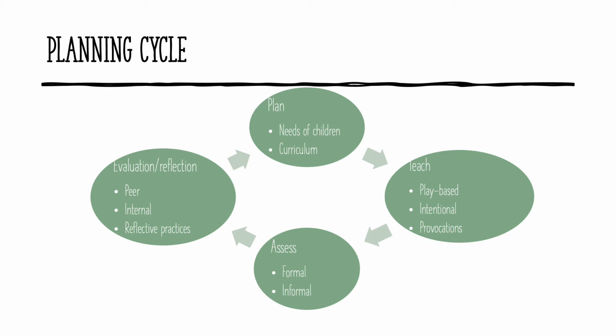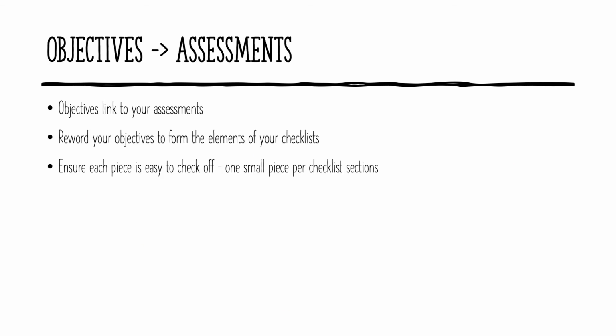So let's have a think about the fact that when we plan, we write objectives. Now, our objectives should link to our assessments. We want to reword objectives to actually form the elements of our checklists. And we want to make sure that every piece that we're doing is easy to check off. Sometimes when I see people write checklists, they write very gigantic things that they need to check off, when actually you want to break it down.